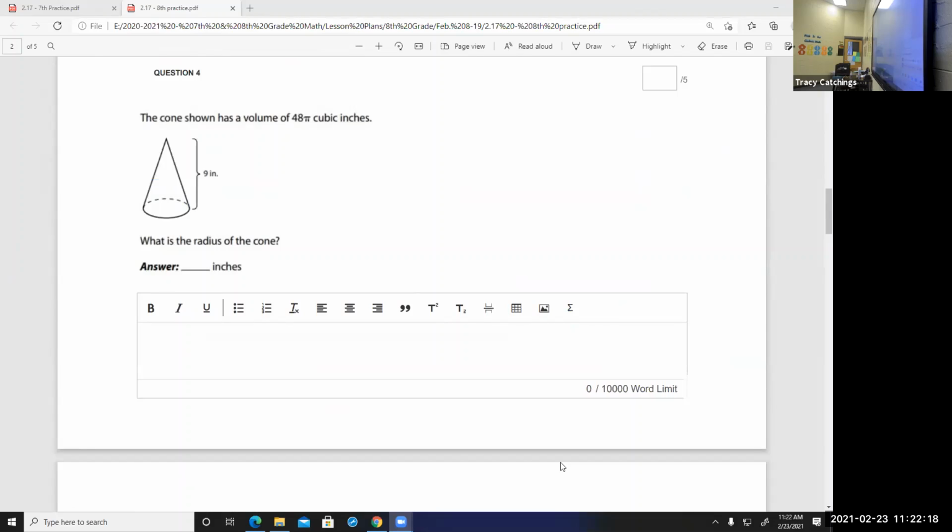All right, number 4, we got a cone. They said the volume is 48 pi. They want us to find the radius. So we'll be working backwards. All right, so let's go ahead and sub in what we got. They gave us the volume, 48 pi. On the other side, we still got pi. We don't know what the radius is, but we know the height is 9. And we're going to divide by 3.